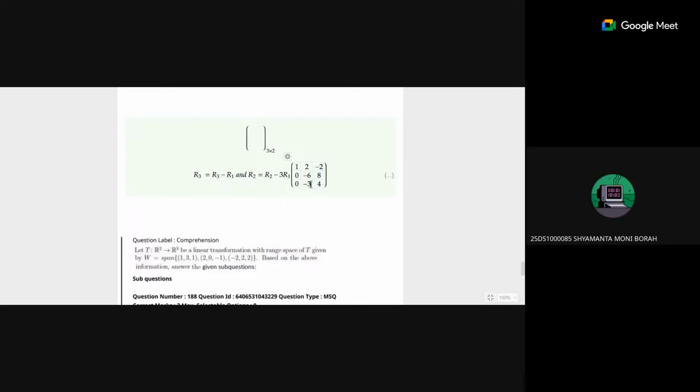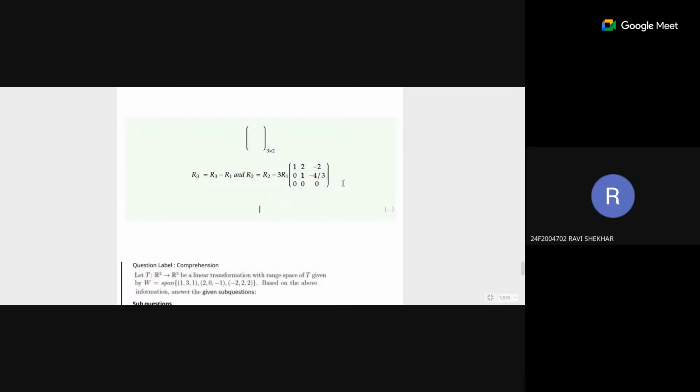So we can just divide R2 by minus 6. What do we get? 1, and this quantity, minus 8 by 6, is minus 4 by 3. So we just needed the vectors, sir. The first column and the second column are what we need. So the first column and the second column are linearly independent.